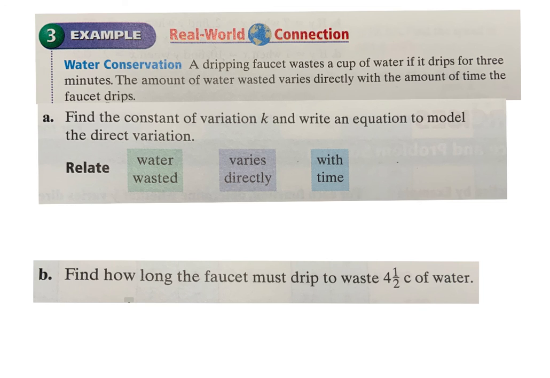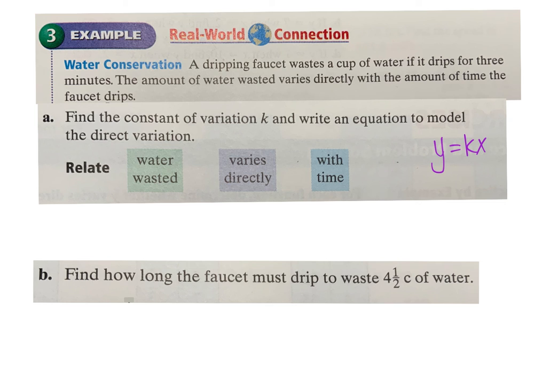A dripping faucet wastes a cup of water if it drips for 3 minutes. The amount of water wasted varies directly with the amount of time the faucet drips. Obviously, this is based off of how fast it's dripping, but this particular faucet wastes a cup of water if it drips for 3 minutes. The amount of water wasted is a direct variation. So when you see the words directly varies in a word problem, they are giving you the equation. Because if it directly varies, your equation is going to be y equals kx. When they say the word directly varies, it's y equals kx, all right?